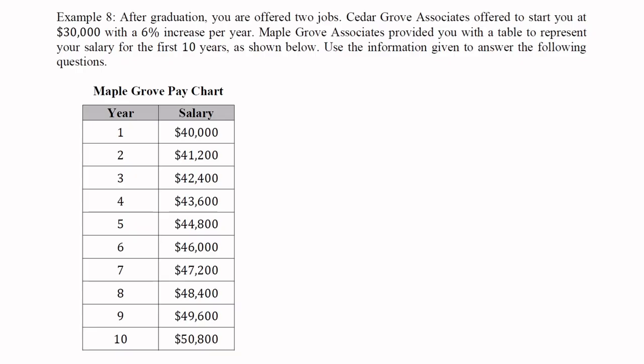After graduation, you are offered 2 jobs. Cedar Grove Associates offered to start you at $30,000 with a 6% increase per year. Maple Grove Associates provided you with a table to represent your salary for the first 10 years as shown below. Use the information given to answer the following questions.